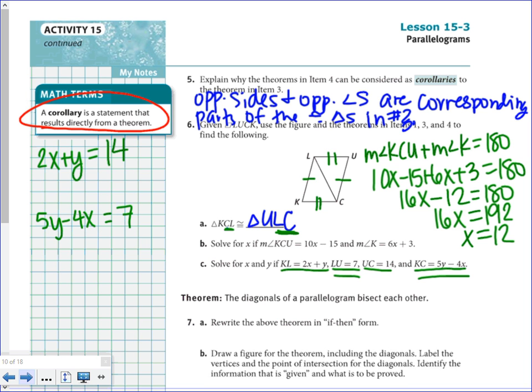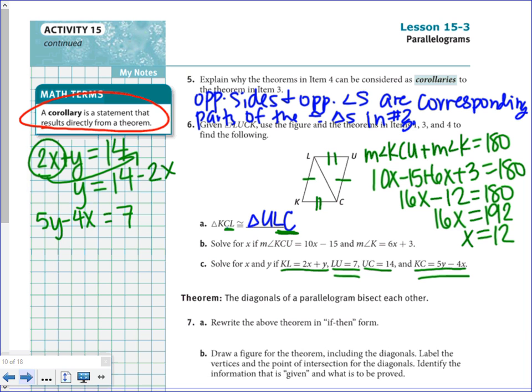From here, you could do substitution or elimination. I'm going to do substitution, but you're welcome to do elimination if you prefer that. So y is going to equal 14 minus 2x because I need to subtract the 2x and move it to the right side of the equation.